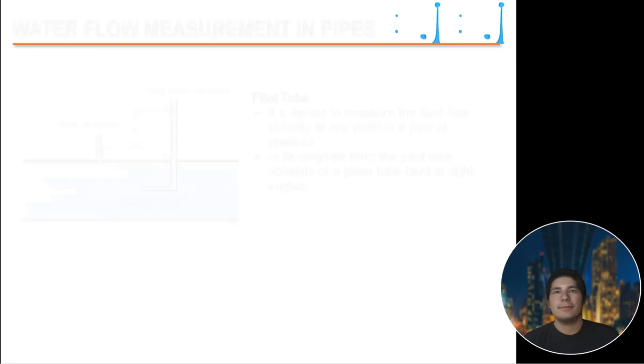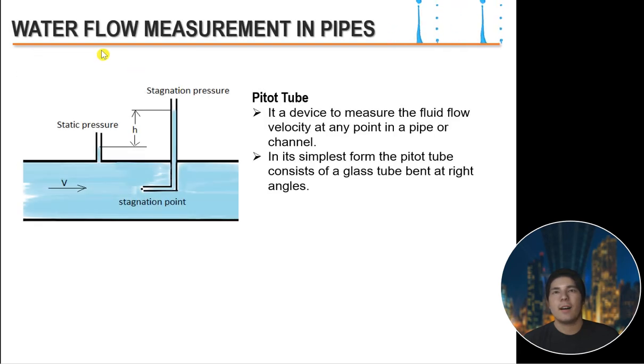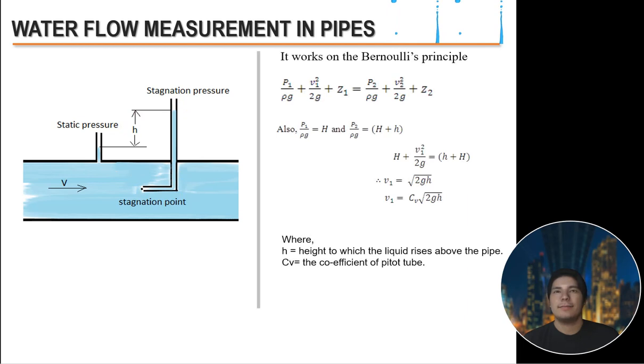Like, formula based. So we also have the Pitot tube now. It is a device used to measure the fluid flow velocity at any point in a pipe or a channel. In its simplest form, the Pitot tube consists of a glass tube bent at right angles. So that's it. We have the stagnation point, stagnation pressure, and we have the static pressure. That's all.